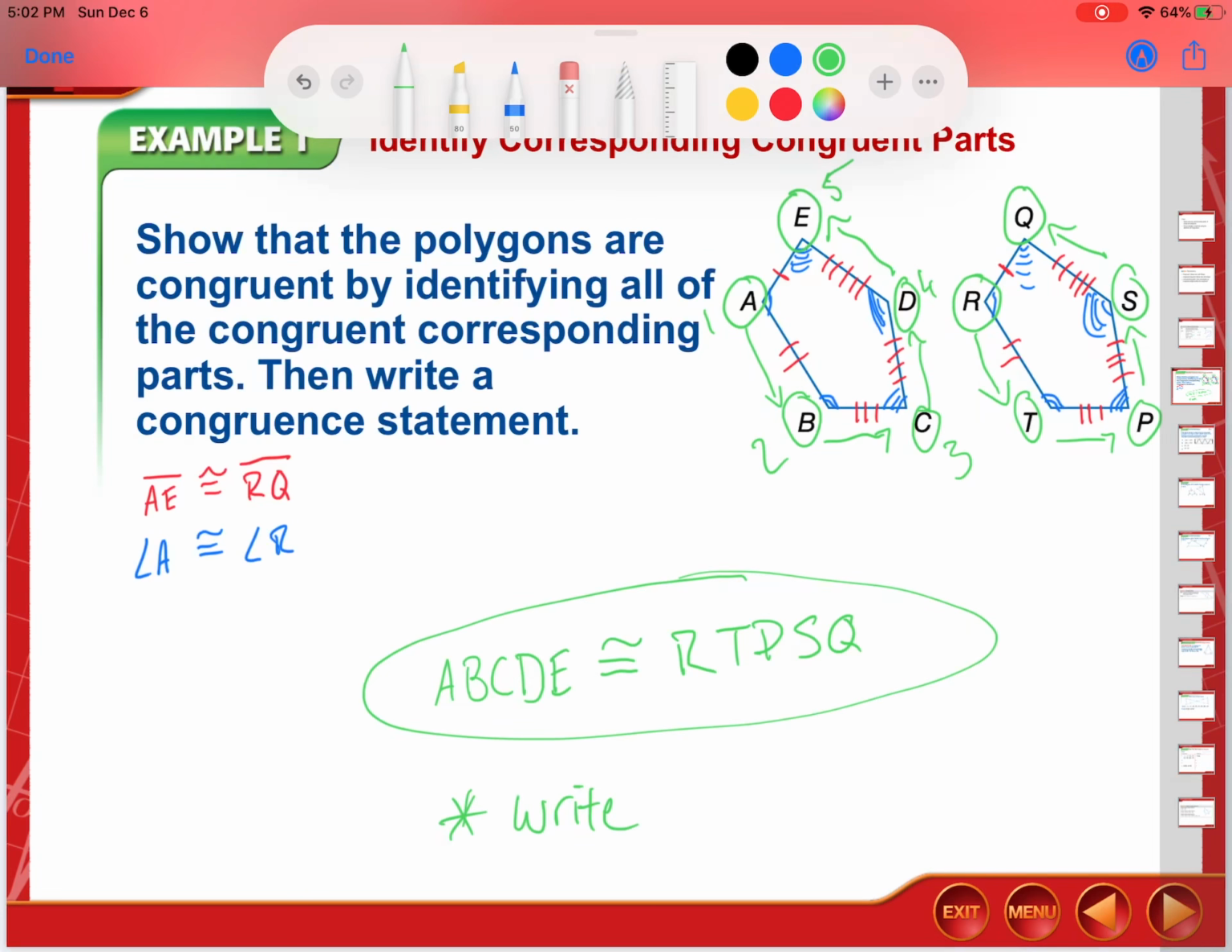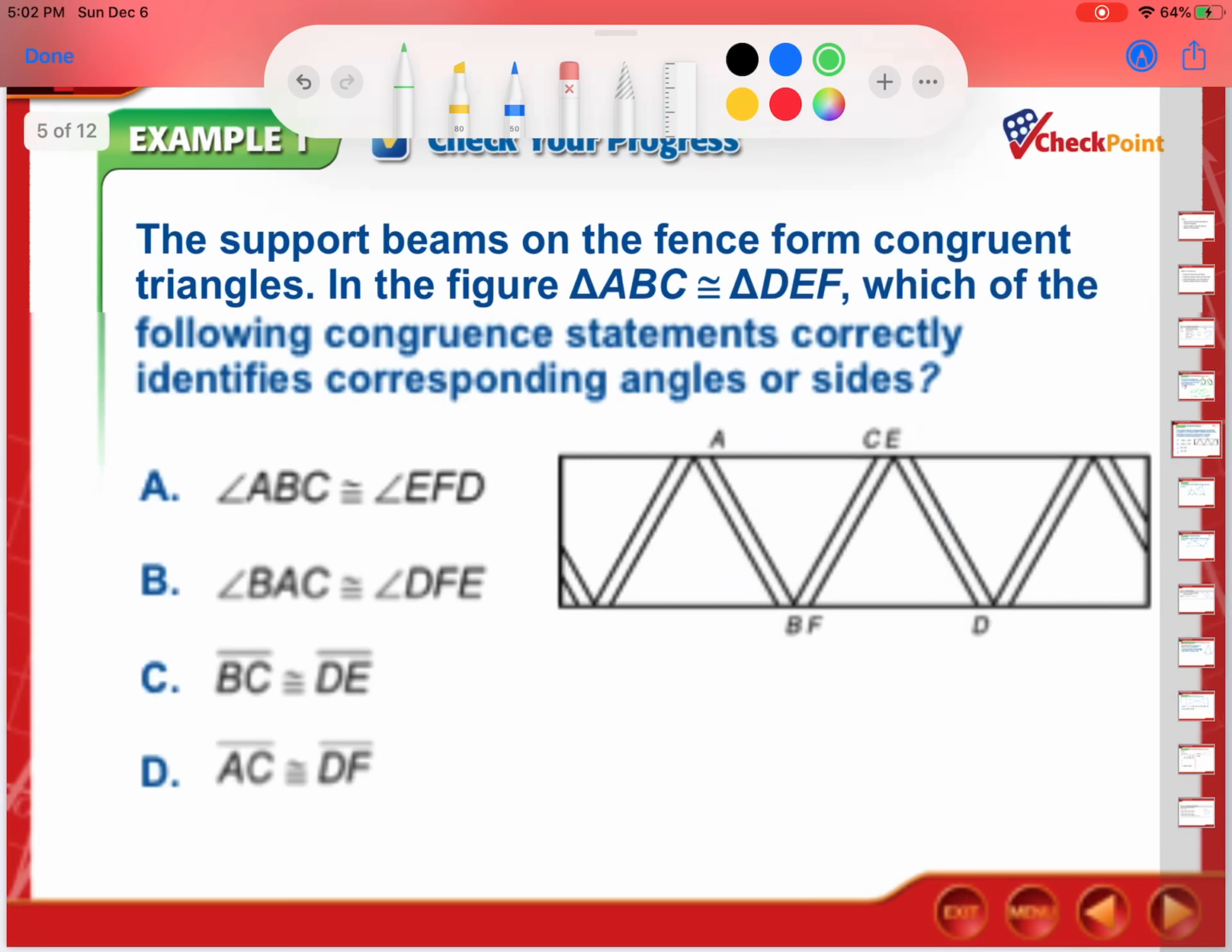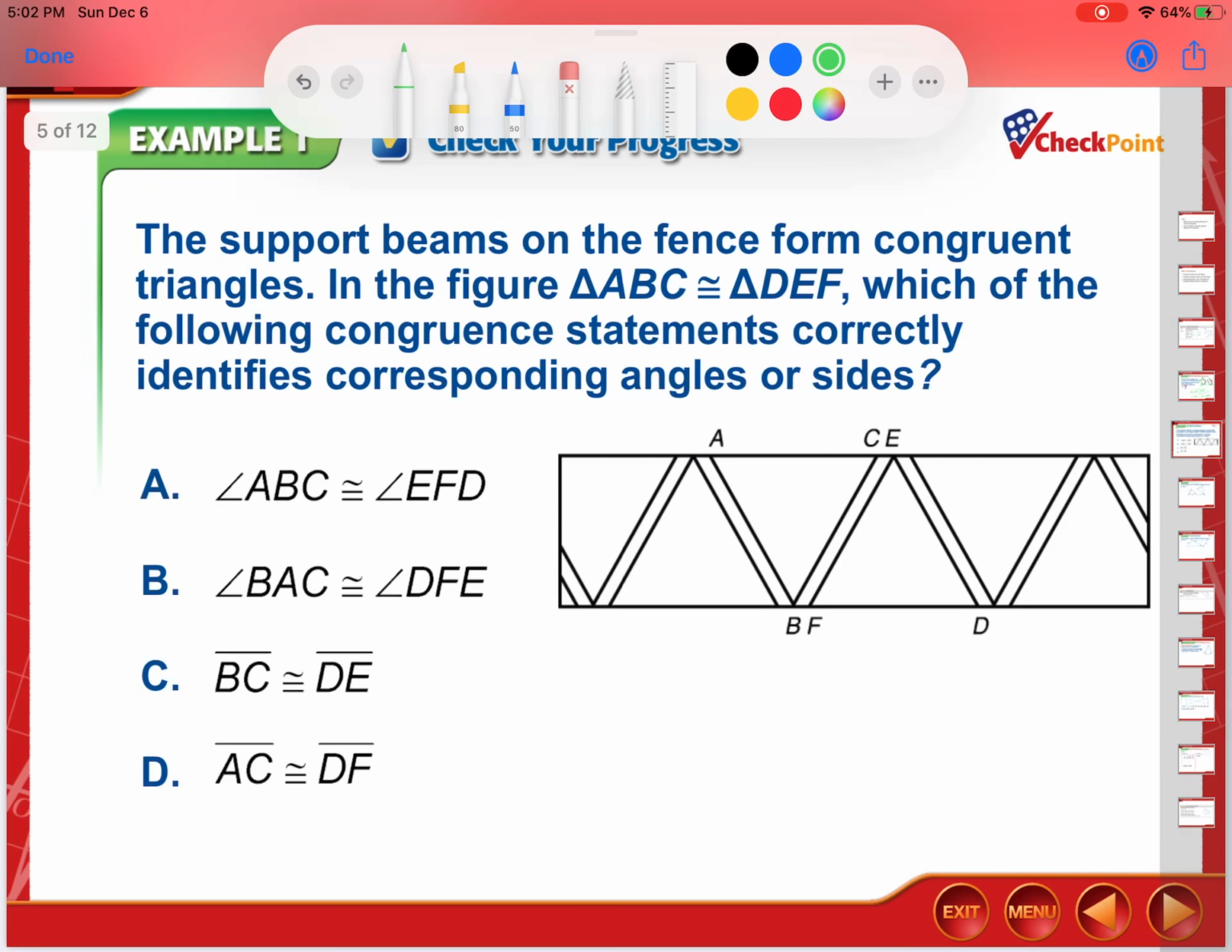So long story short, our congruent statement is right here in the green. Important, we have to write it in the same order. Write in same order. That's French for order, fun fact. It's not, but you know, it's Mr. Wright's French for order.